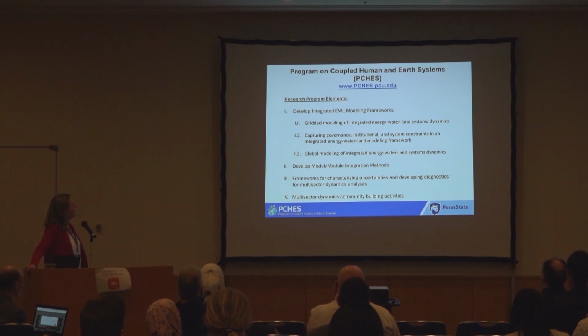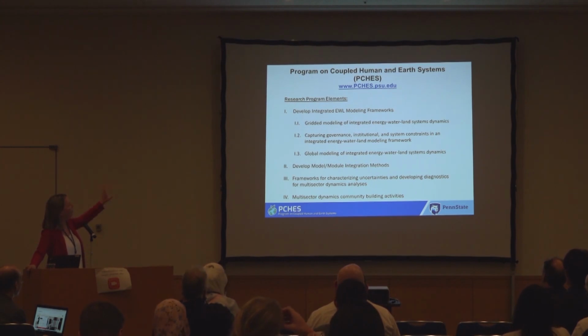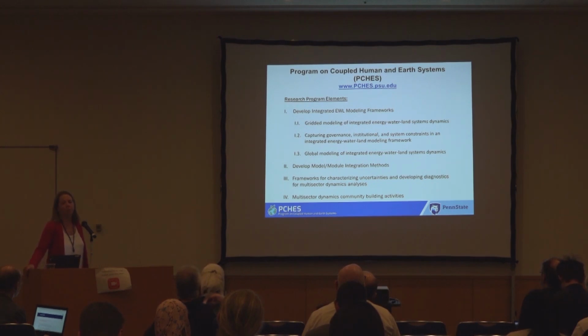So a little bit more about PEACHES and what's really behind this. It comprises 4 main research program elements. The first program element is really the core of the project. We're developing alternative integrated energy, water, land modeling frameworks. And they differ, so we have 1.1, 1.2, 1.3. They differ primarily on spatial scale. We have one that's at the grid cell level. We have one that's at a sub-regional level because we're looking at governance issues, so you're looking at state-level issues. And then you have one at the global level.